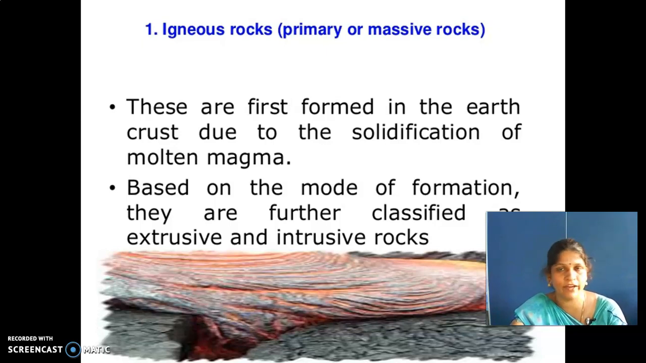Because we know, at the very first, our Earth is also a huge ball of fire. When it starts to cool, the core deep inside exerts its lava outside. That lava, getting cool, turns into rocks. So at the very first, igneous rocks are formed on the Earth. These are first formed in the Earth's crust due to the solidification of molten magma.